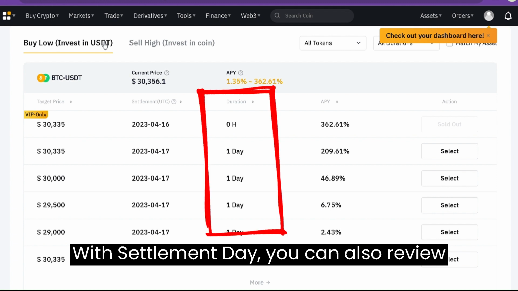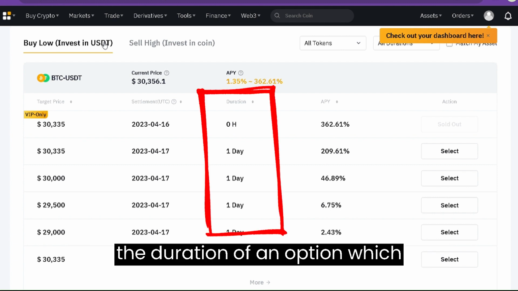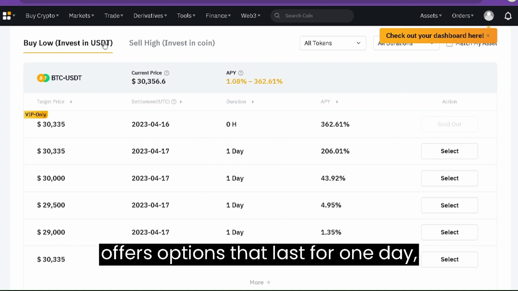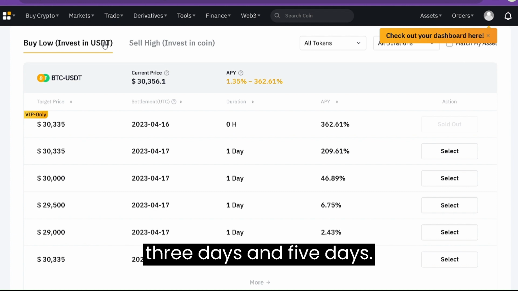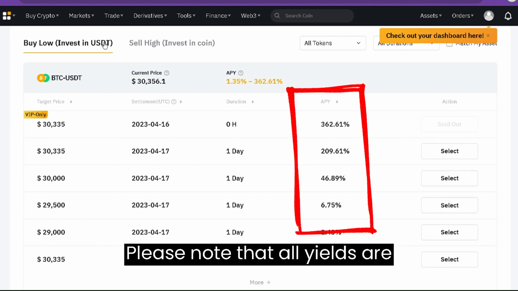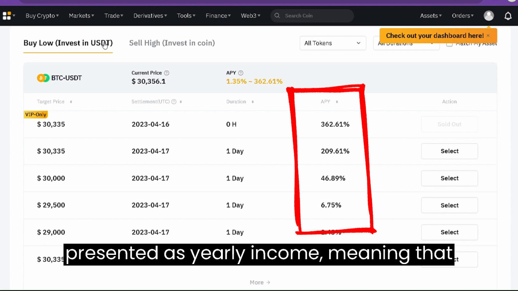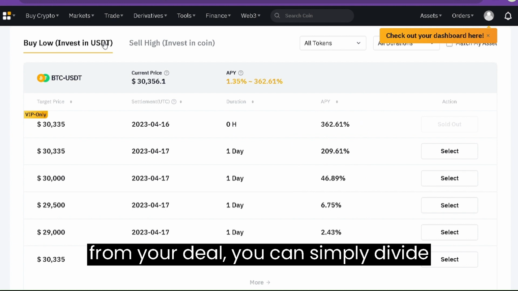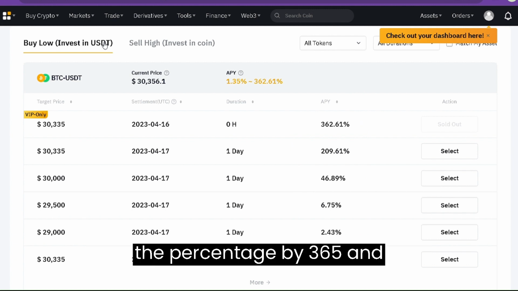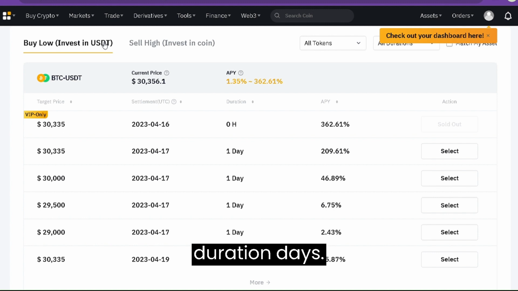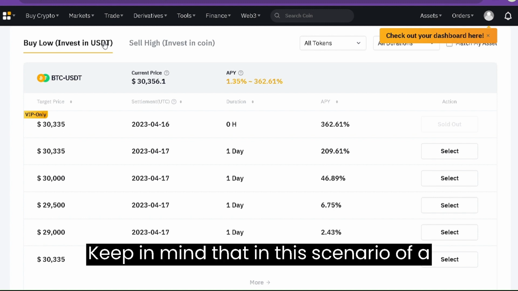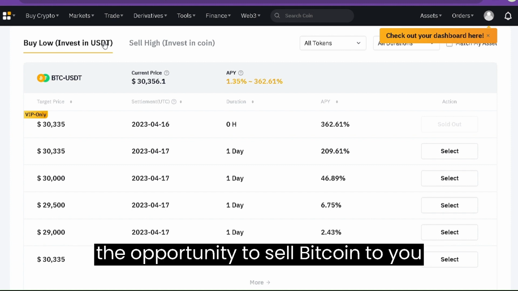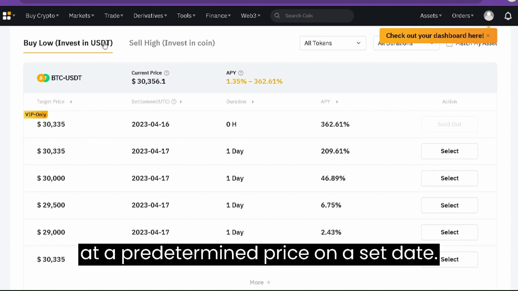With settlement day, you can also review the duration of an option, which indicates how many days the option will last. Bybit typically offers options that last for 1 day, 3 days, and 5 days. Please note that all yields are presented as yearly income, meaning that to calculate how much you will receive from your deal, you can simply divide the percentage by 365 and then multiply it by the number of duration days. Keep in mind that in this scenario of a buy low, you are providing someone with the opportunity to sell Bitcoin to you at a predetermined price on a set date.